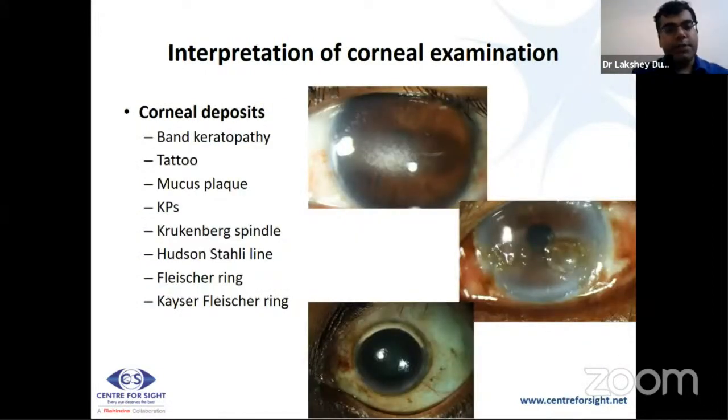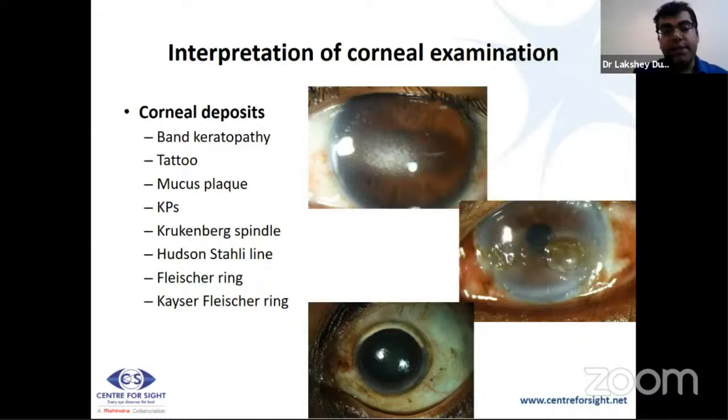Corneal deposits can be seen in band keratopathy, tattoos, mucus plaques, KPs, Krukenberg spindle, Hudson's Stähli line, Fleischer ring, KF ring. Here I would like to highlight a few iron deposits in the cornea. One is Fleischer ring, which is at the level of Bowman's membrane, seen in patients with keratoconus. This can be seen better in the cobalt blue filter.